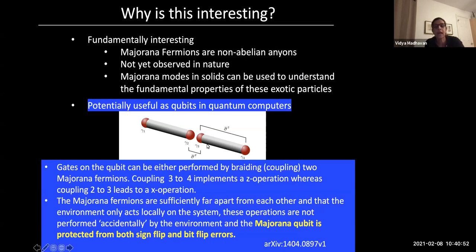So this, for example, is you have two nanowires with four Majorana fermions at the end, and you can perform operations by exchanging these Majorana fermions. And these kinds of exchange operations, this is what gives you the operations required for a qubit in a quantum computer.